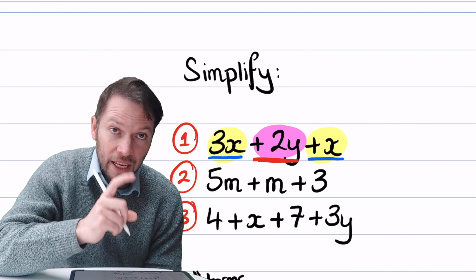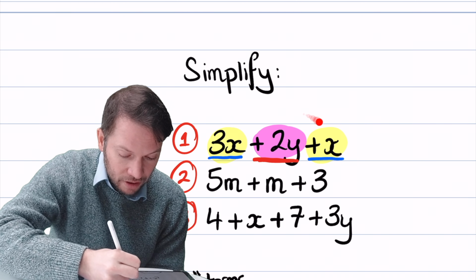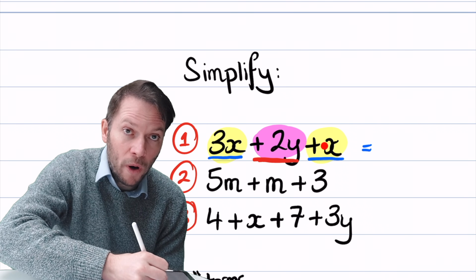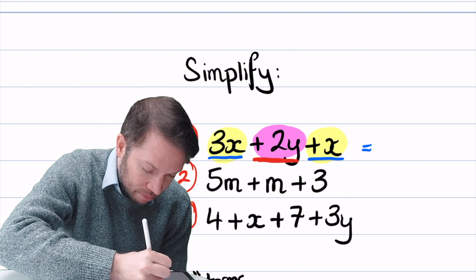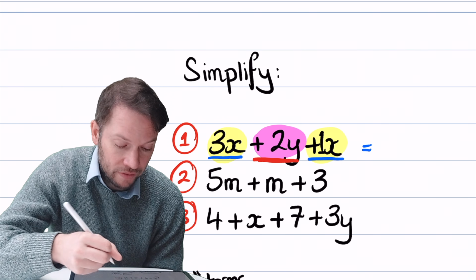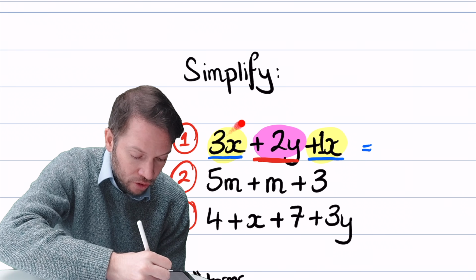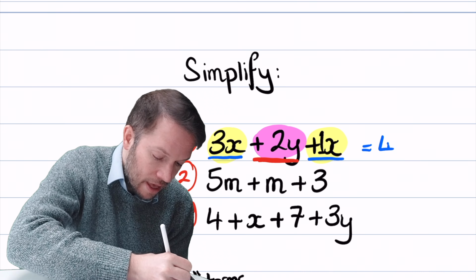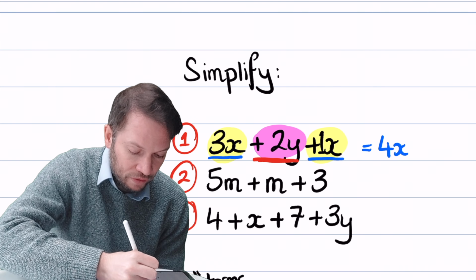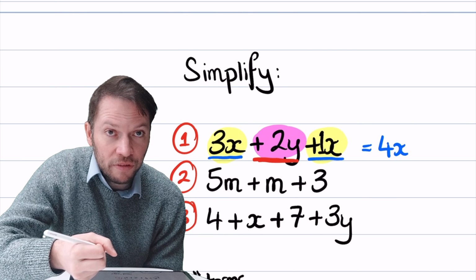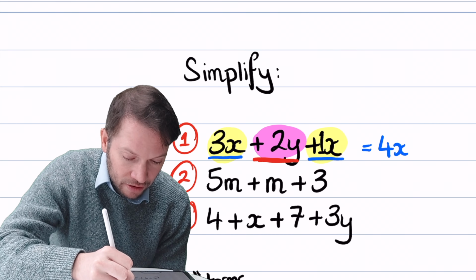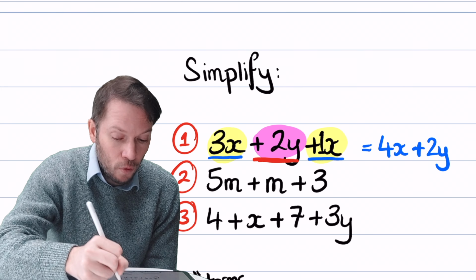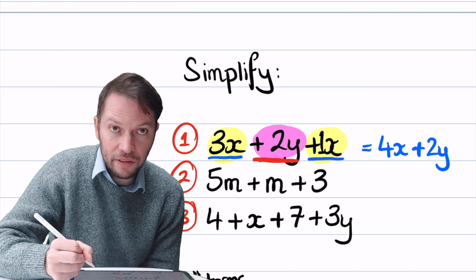So let's collect the x terms first because they are like terms. Well, we have 3 lots of x plus 1 lot of x. Remember, when you don't have a number in the front, you could just put 1 there because 1 lot of x just means a lot of x. 3 lots of x plus 1 lot of x is 4 lots of x. So let's put 4x. And then what about the y terms? Well, we've just got the plus 2y. There's nothing else to collect it with. There's no other y terms. So we just put plus 2y. So this expression has simplified to 4x plus 2y like that. And that's the final answer.